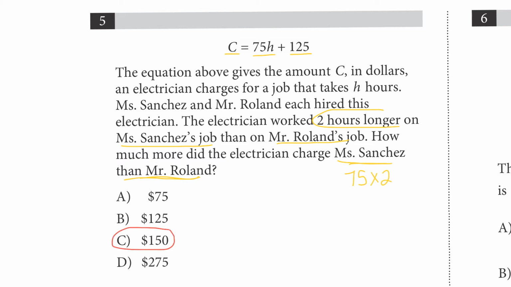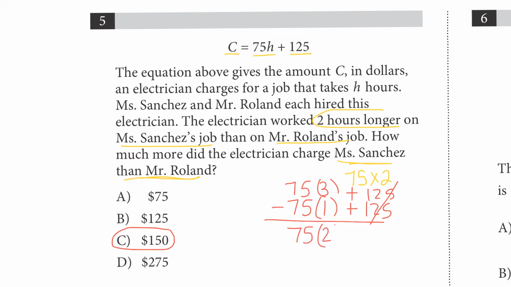Now, it turns out that some students might try numbers, and you can do that if you're having a little trouble with this. You can say, what if this electrician worked 1 hour for Mr. Rowland, so h is 1, and so 2 hours more for Miss Sanchez, that would be 3 hours for her, and then you would subtract, and you notice that the 125s cancel because they're the same on both. Then you would have 75 times 3 minus 75 times 1, which is 75 times 2, and it winds up being $150.